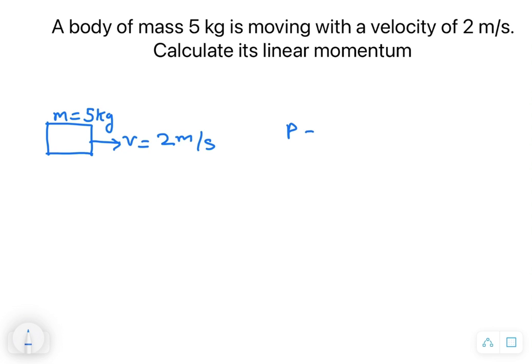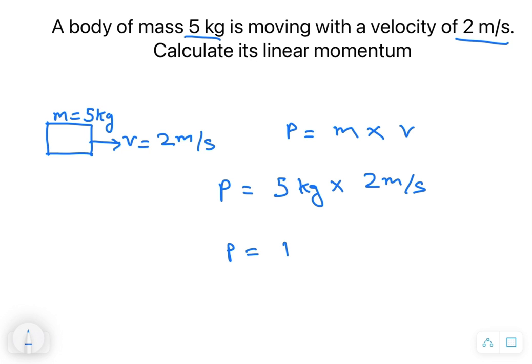Linear momentum is the product of mass of the body and velocity of the body. Mass of the body is 5 kilograms and velocity is 2 meters per second. Let us substitute these values. P is equal to 5 kg multiplied by 2 meters per second. So the linear momentum will be 10 kg meters per second.